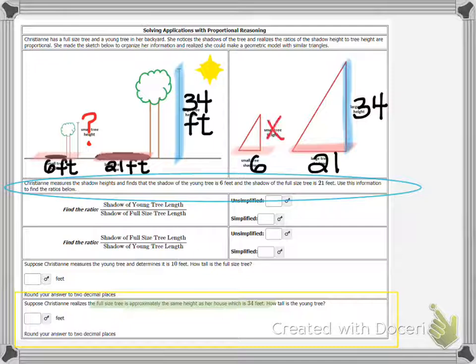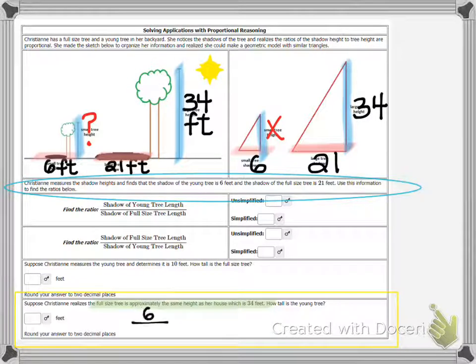So on the smaller triangle, that's where my unknown value goes. So I'm going to put that as x. That's the value I'm trying to solve for. And those also get highlighted in blue because they are corresponding sides. So now I'm ready to set up my proportion, which means that the corresponding sides have equivalent ratios.